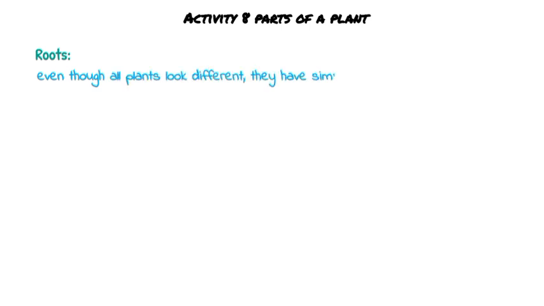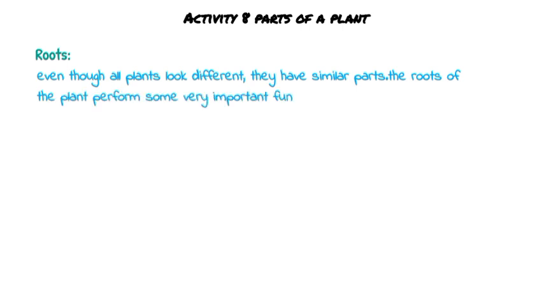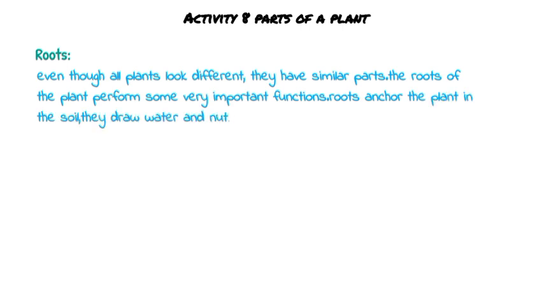Activity 8. Parts of a plant. Roots. Even though all plants look different, they have similar parts. The roots of the plant perform some very important functions. Roots anchor the plant in the soil. They draw water and nutrients from soil, which are needed to make food.